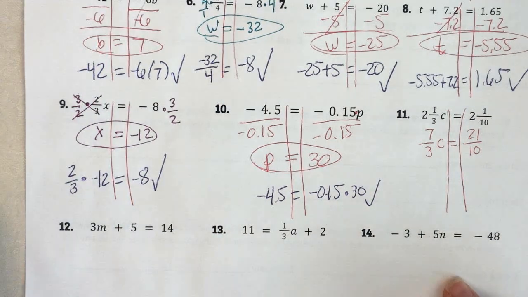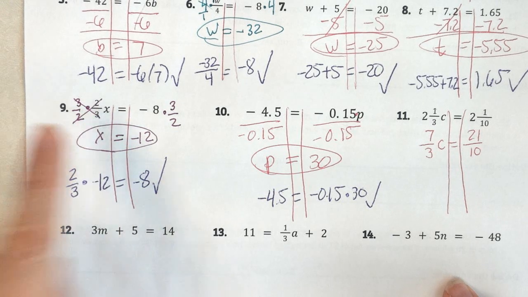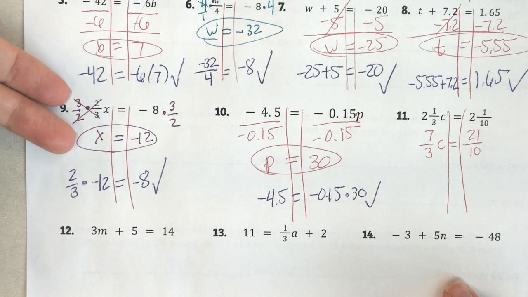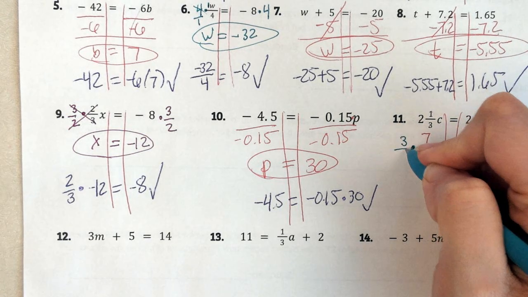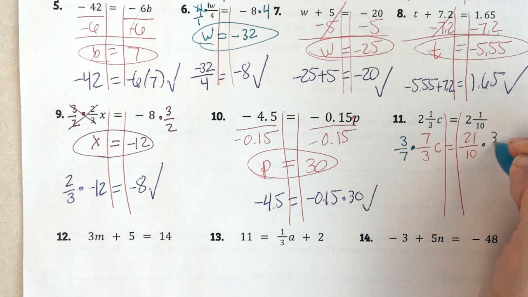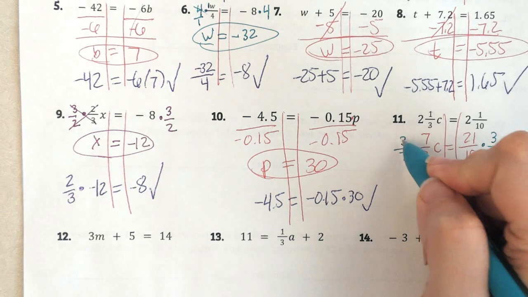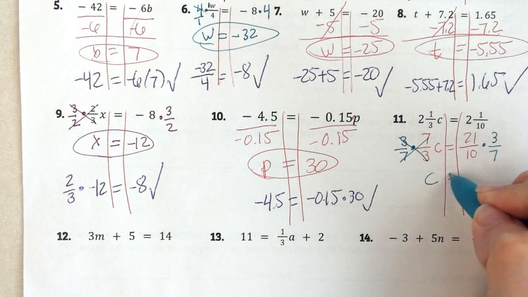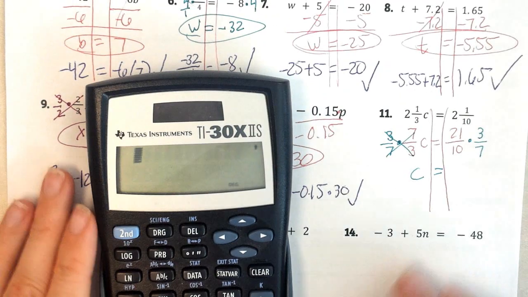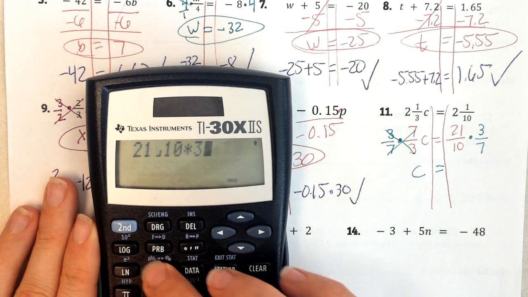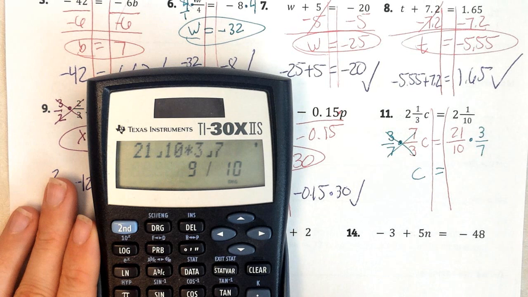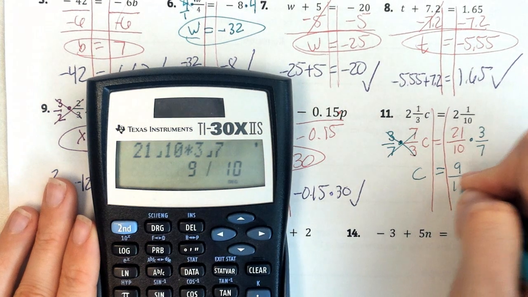Now that we have our improper fractions, this is just like before, like on number 9, where we had to multiply by the reciprocal. So when I do this, I'm going to multiply by 3/7, multiply by 3/7. I know my 3's and my 7's cancel. And when I type this in, 21/10 times 3/7, I end up with 9/10.